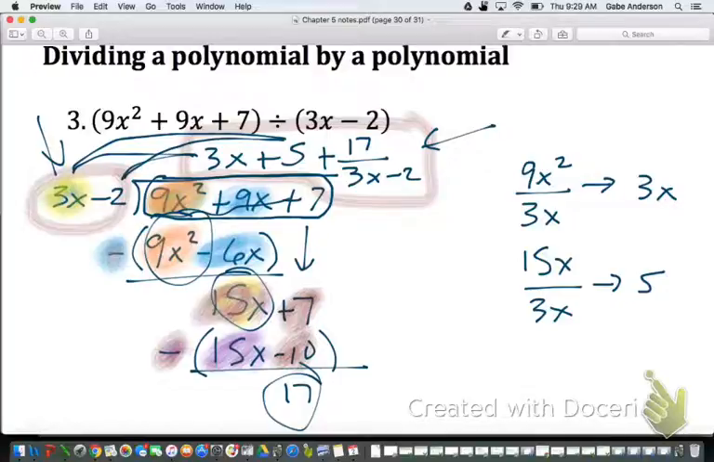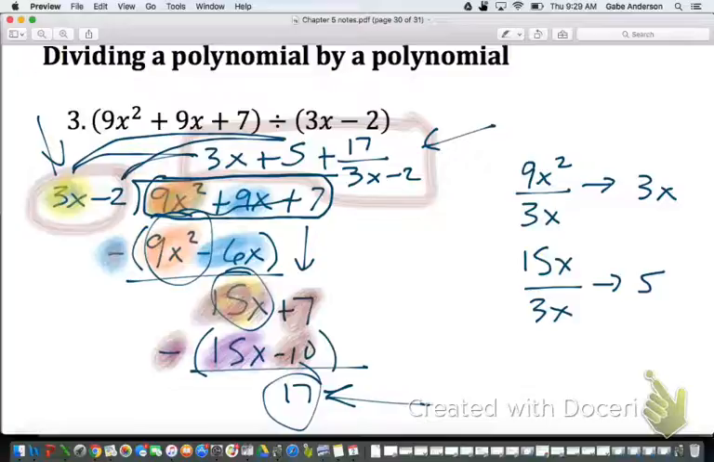Why is it over 3x minus 2 again? Because we always write the remainder over the divisor. And that was the remainder? 17 right down here. Because 3x can't go into it. You can't divide into that anymore. Oh! Alright, thank you.